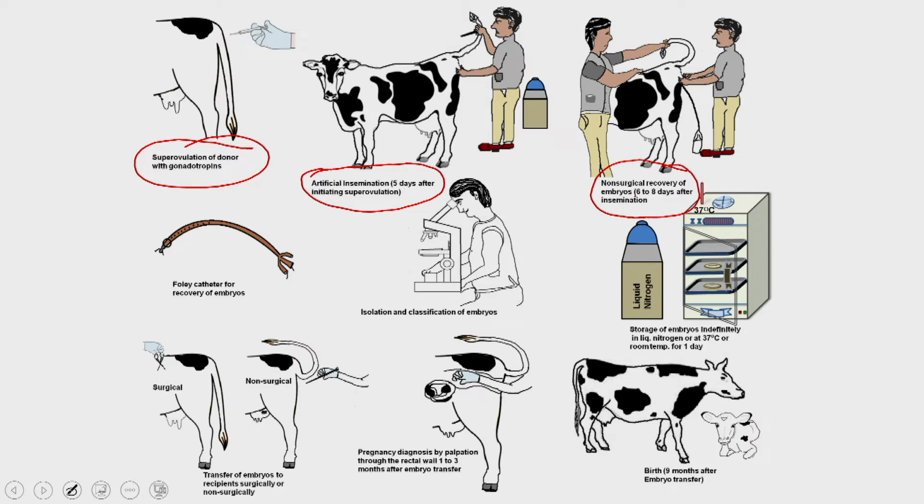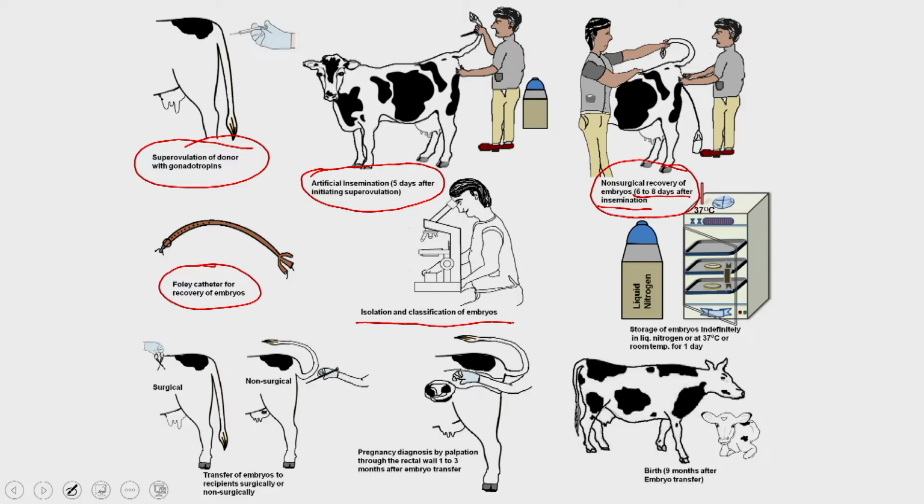Now, what you have to do is a non-surgical recovery of these embryos after the insemination. You can recover these embryos 6 to 8 days after the insemination, using the catheter called Foley's catheter to recover these embryos from the superior females, and then each embryo can be observed under the microscope for classification into good quality or bad quality embryos.